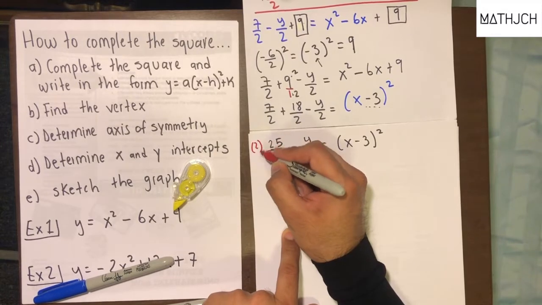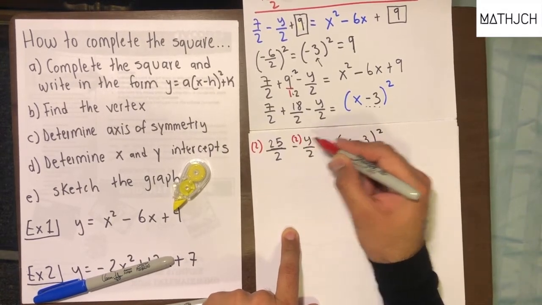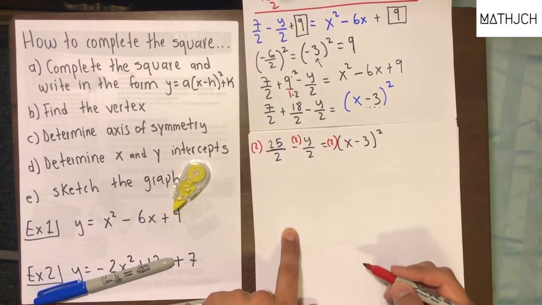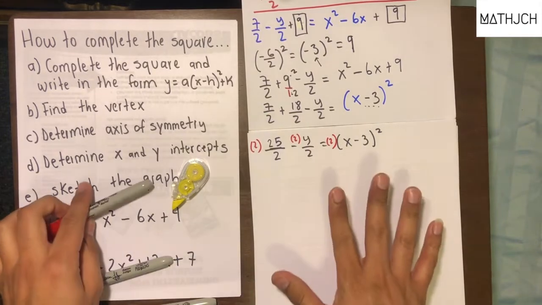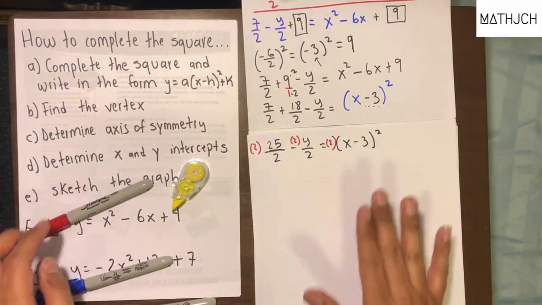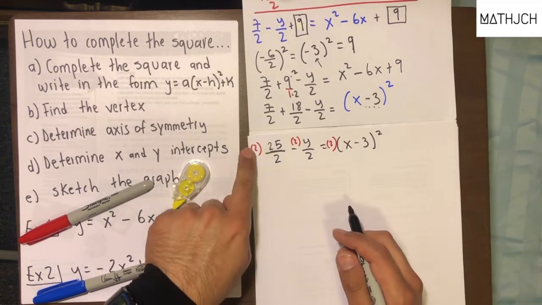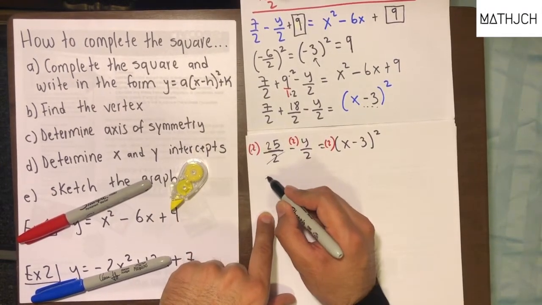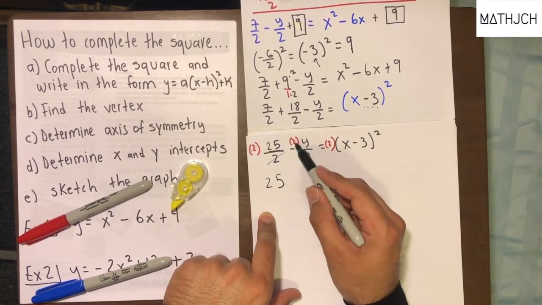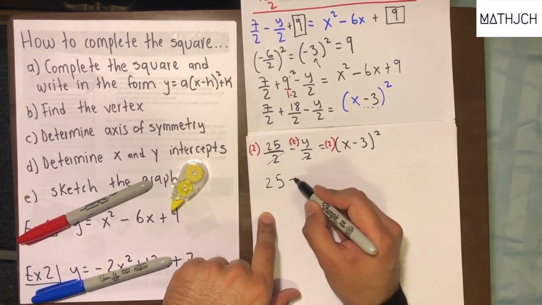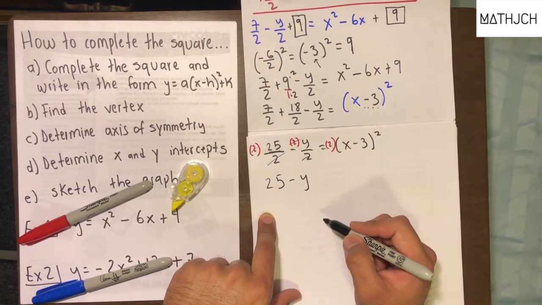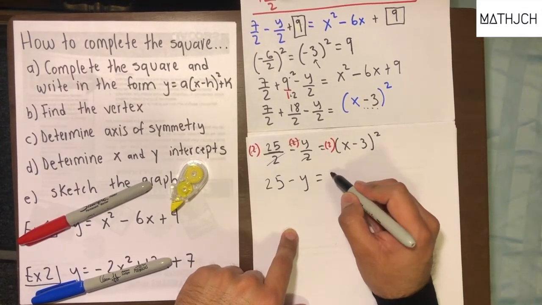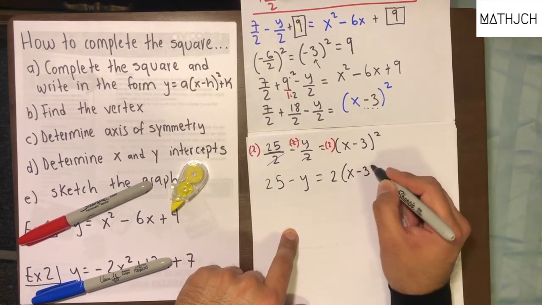So by 2 here, by 2 here, and by 2 there. Every single term, so we have 3 terms. That will leave us with these 2s and these 2s automatically cancel. So we are left with 25. Again, these 2s and these 2s cancel. We are left with y equals a 2 in front of the parentheses.